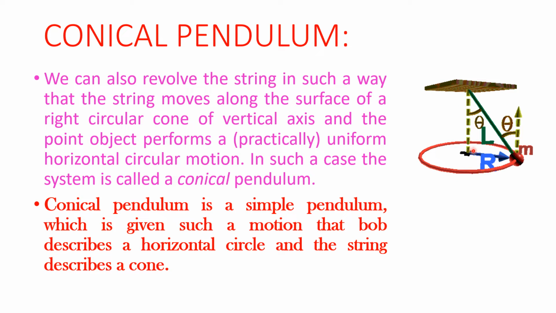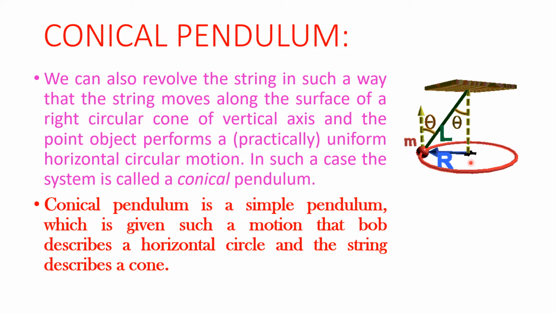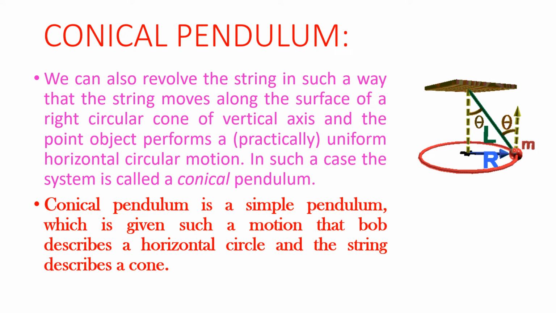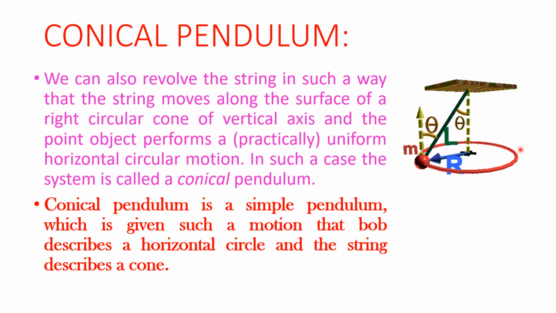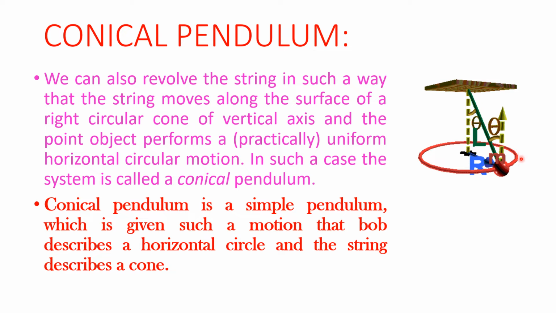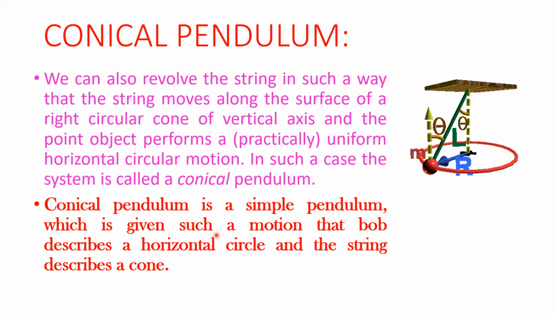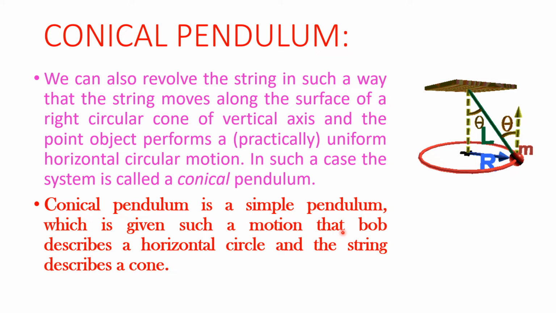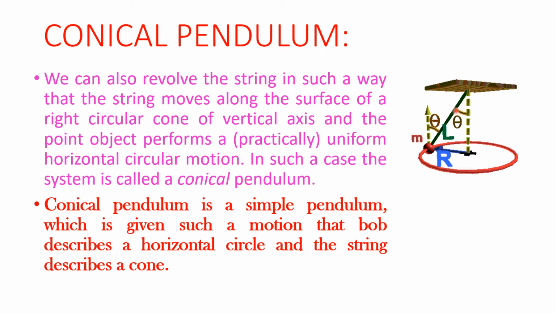See, this is a right circular cone with a vertical axis, and the point object performs uniform horizontal circular motion. In such a case, the system is called a conical pendulum. So, a conical pendulum is a simple pendulum which is given such a motion that the bob describes a horizontal circle and the string describes a cone.